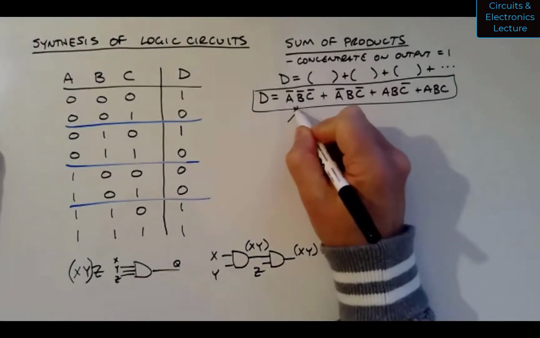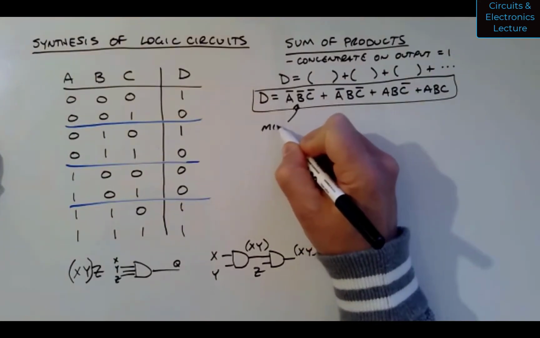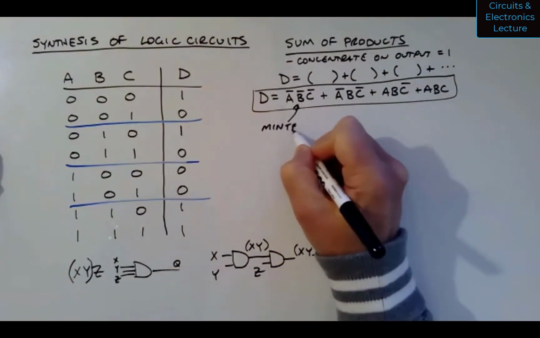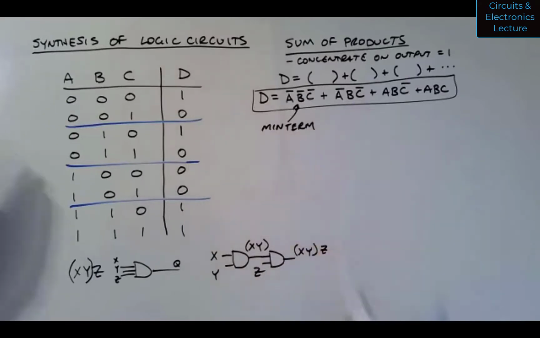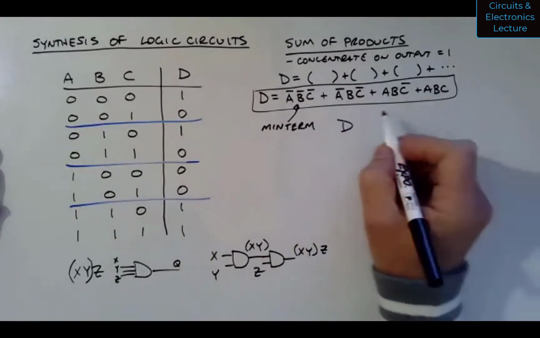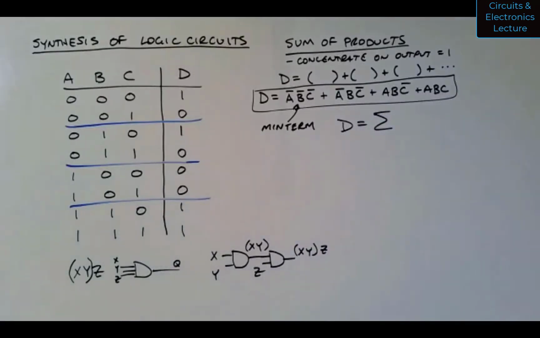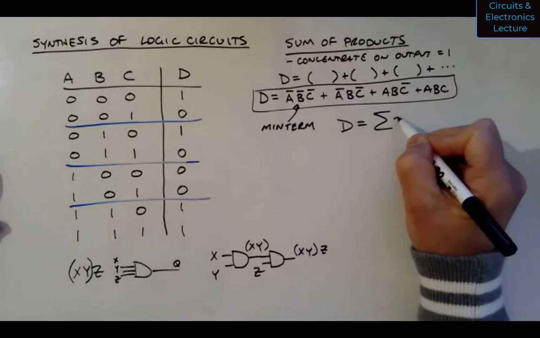Each one of these product terms is called a minterm, M-I-N-T-E-R-M. And so you could say that D is the sum of minterms. So it's going to be the sum of these terms that are the script M.